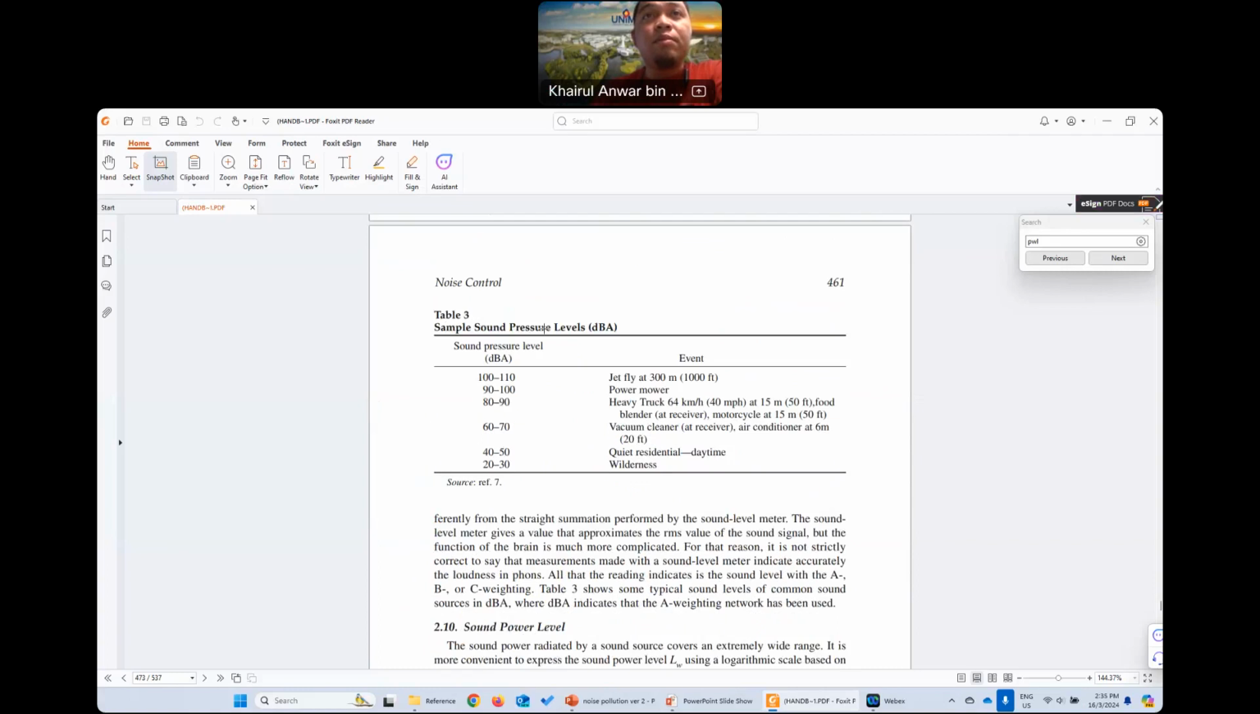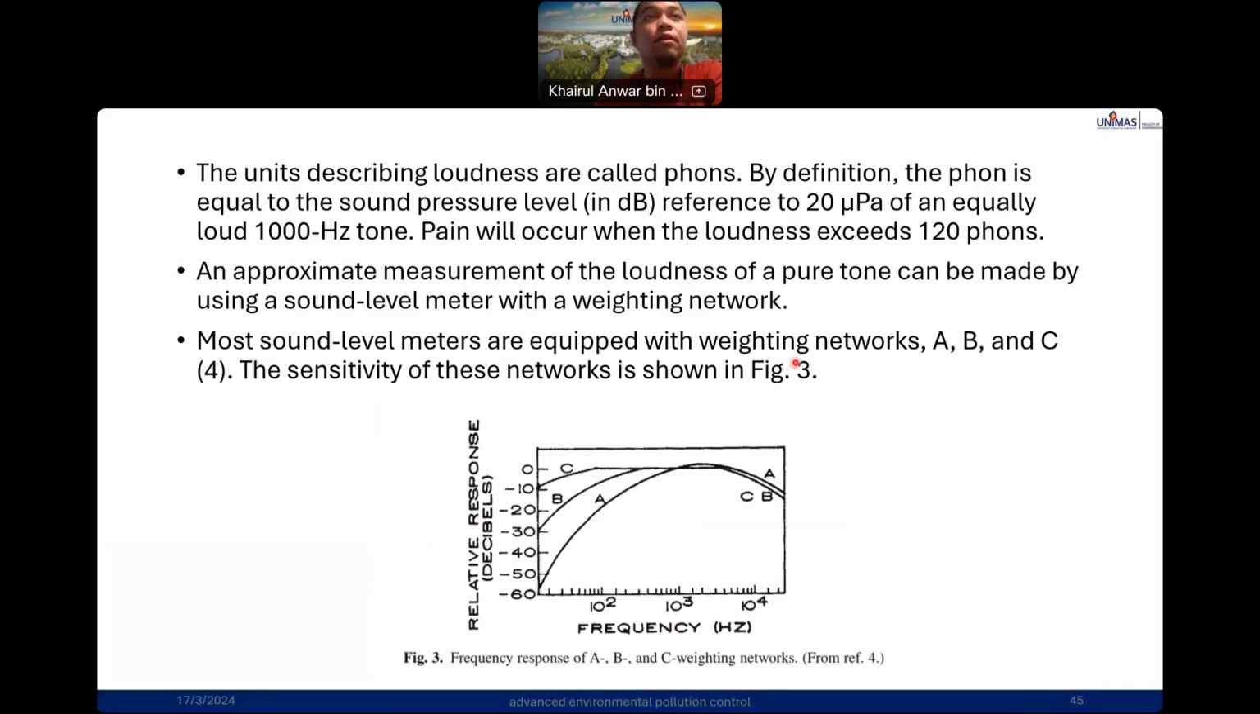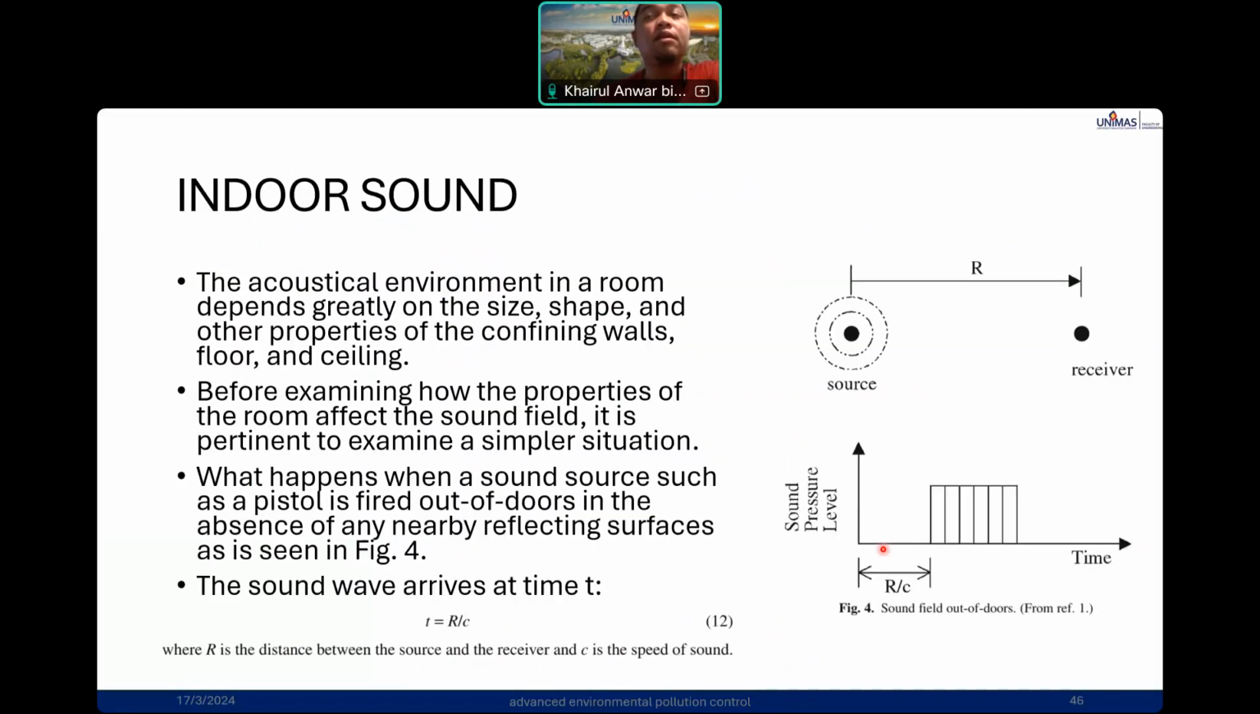Example, sound pressure level of 100 to 110 is obtained at 300 meters. For 20 to 30 is the violins. So this is the chart for relative response in decibel for weighting networks A, B, and C at different frequencies.